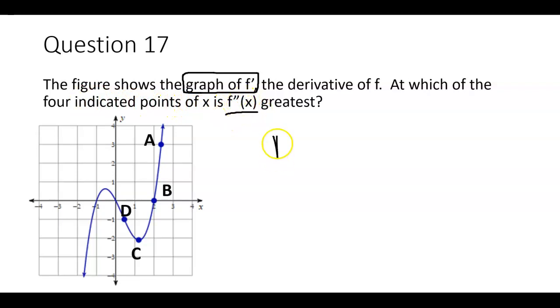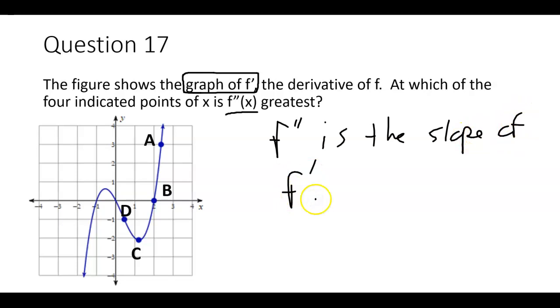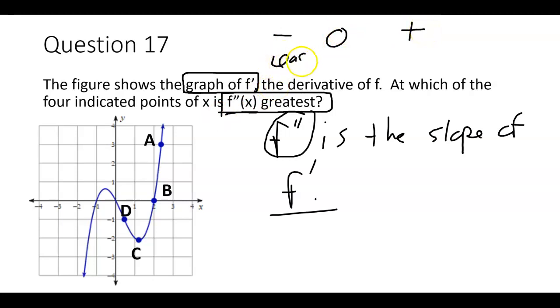Well, f double prime is the slope of f prime. So if f double prime is the slope of f prime, they're basically asking me where is the slope the greatest? Well, as you guys know, you have negative slopes, you have zero slopes, and you have positive slopes. Negative slopes are the least, positive slopes are the greatest, right?